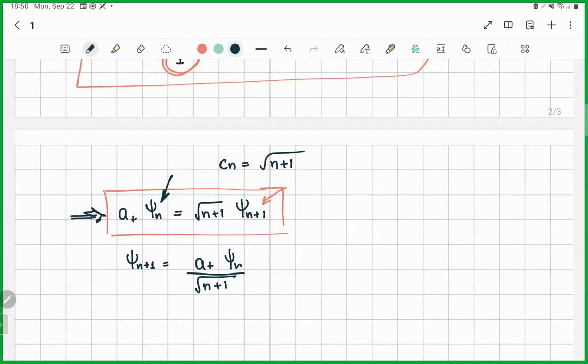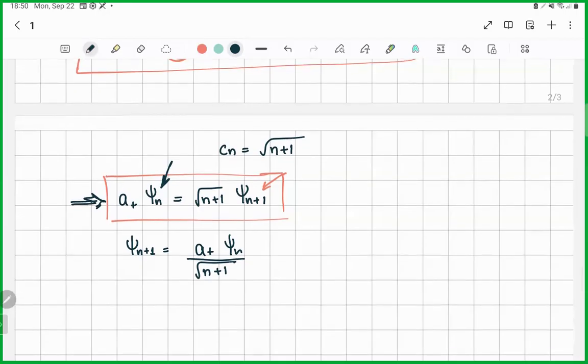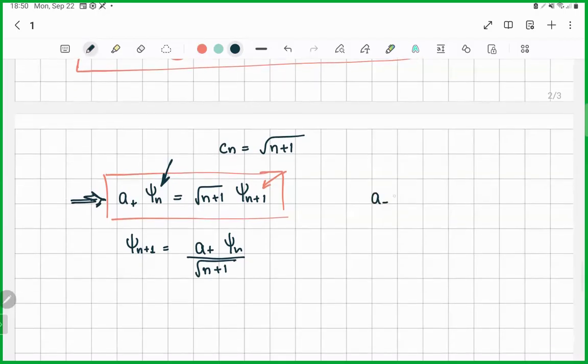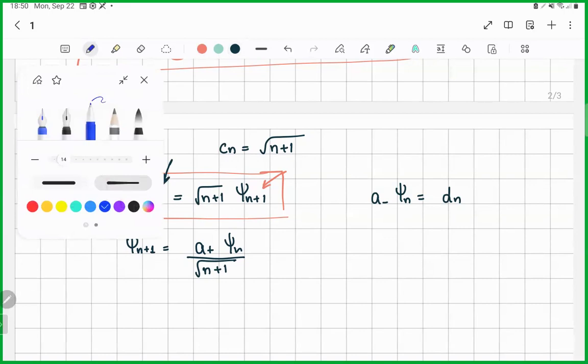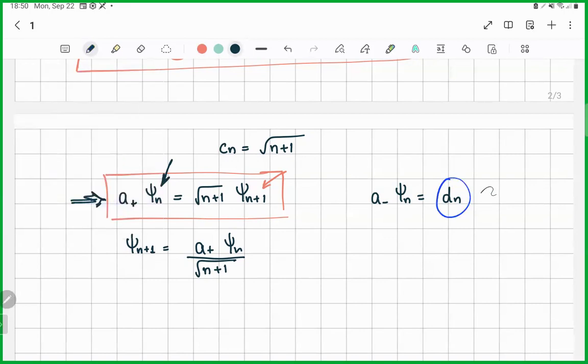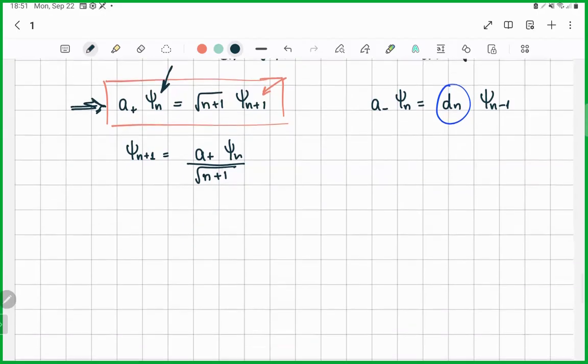Now, how about the other one? For the other side, we said that a minus acting on psi n should give us something that we are trying to find, some Dn, times psi n minus 1. So following the same procedure that we did above, we can obtain this Dn. I'm going to already put the answer. This Dn is the square root of n. Let's try to show this.